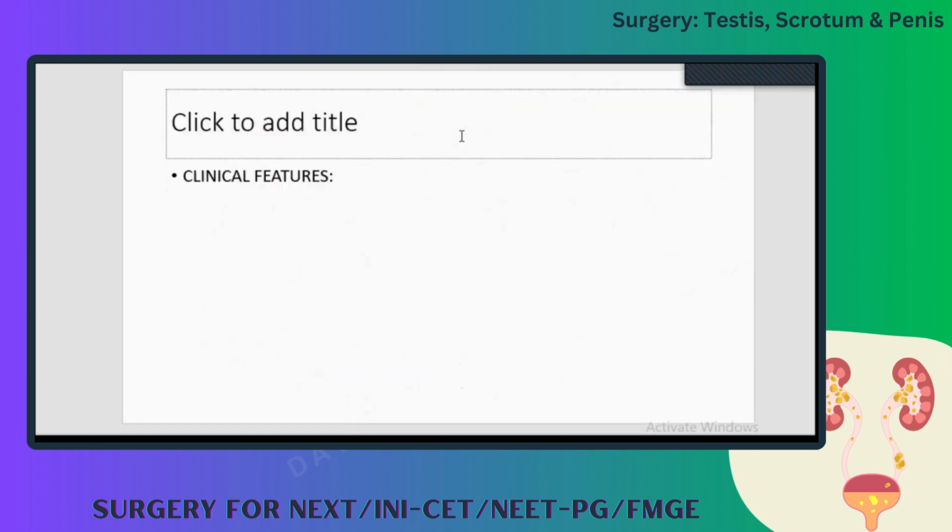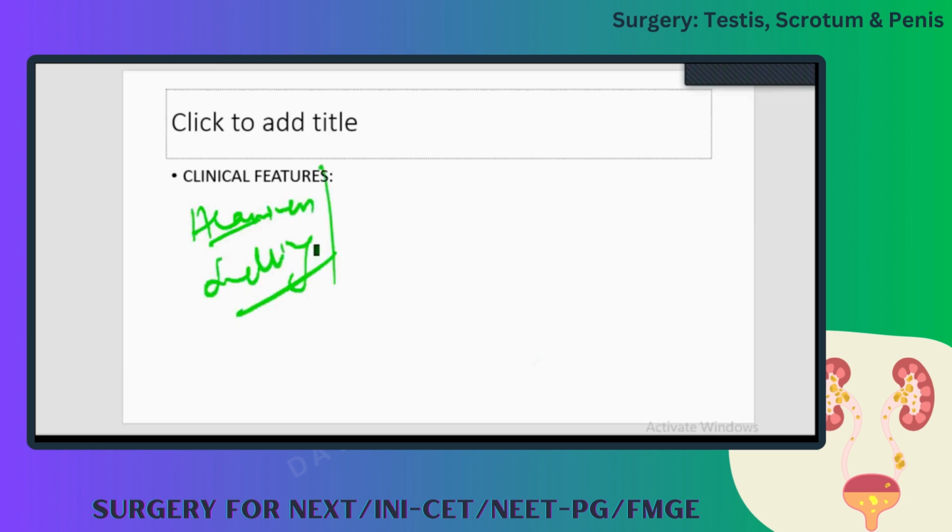Clinical features, testicular tumor, what is the clinical feature? Heaviness in the scrotum. Heaviness in the scrotum, swelling in the scrotum. These are the 2 things, right? Heaviness and swelling.